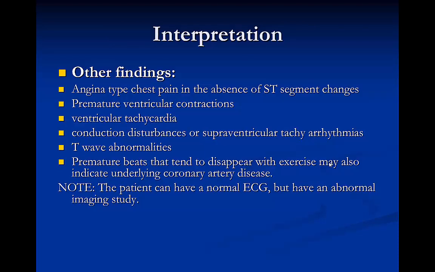Other findings that we can see on a stress test: they might have angina, but they might not have ST segment changes. We might see PVCs, ventricular tachycardia, or an SVT, and there may be T-wave abnormalities. And we may see premature beats like PACs or PVCs that tend to disappear with exercise, or disappear once they're done exercising.